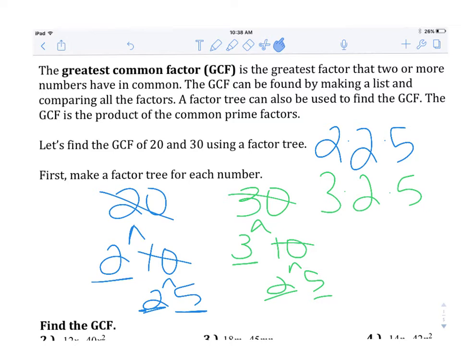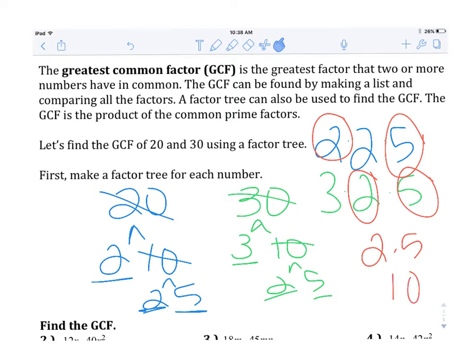So now that I broke these down, I want to see what they have in common. So they both have a 2 and they both have a 5. So the GCF, or greatest common factor, is going to be 2 times 5, which will give us the number 10. So doing the factor trees, you can break them down, see what they have in common. If they have two things or more in common, they get multiplied together.